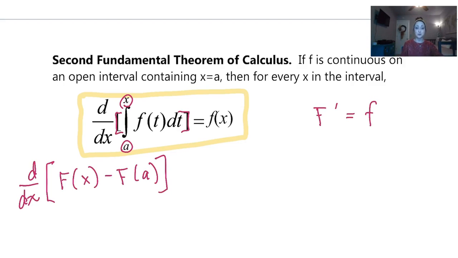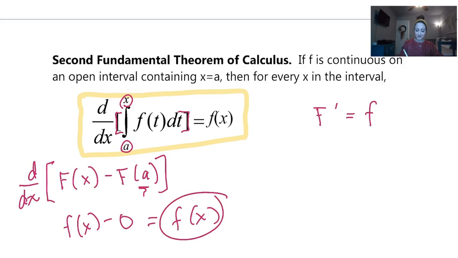Okay? So now what we're going to do is take the derivative of both terms. Well, if I take the derivative of the antiderivative, that is f of x, right? Well, a is a constant, right? And so f of a is a constant as well. The derivative of a constant is 0. So I do end up getting f of x, which is exactly what we wanted to show.